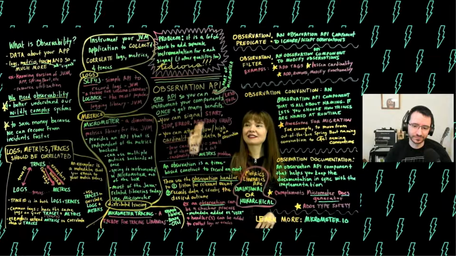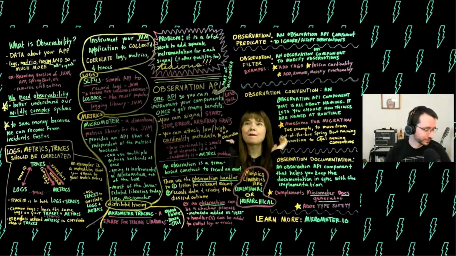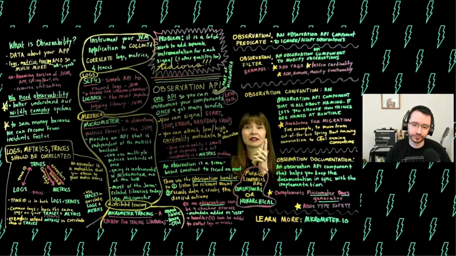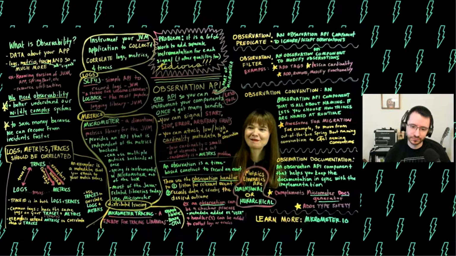It's tedious. So Micrometer has added the Observation API, which is one API so you can instrument your applications only once. So there's much less toil. You can signal start, stop, error, and arbitrary events, and you can attach low or high cardinality metadata to an observation. We talked about cardinality being the exponential growth of the amount of data that you could be asking for. It's a metrics problem.